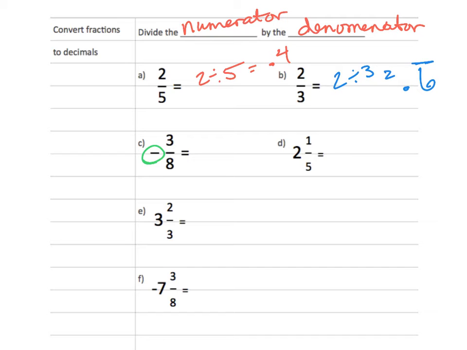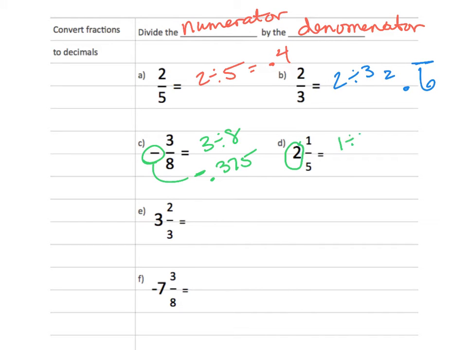So for this one, we're going to do 3 divided by 8, and we would get 0.375, and then we're just going to put that negative in front of the decimal. Same thing with whole numbers.